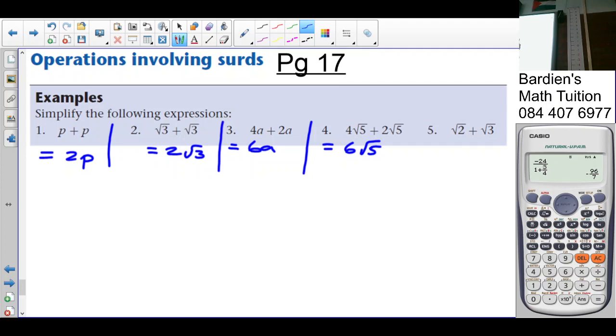So what is root 2 plus root 3? It would be as if it's unlike terms. In this case, unlike roots.